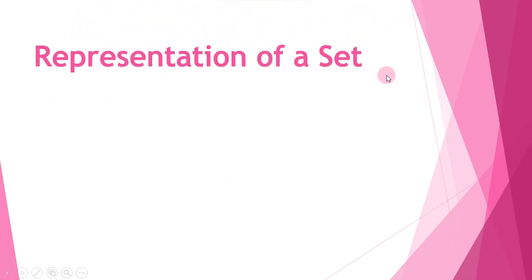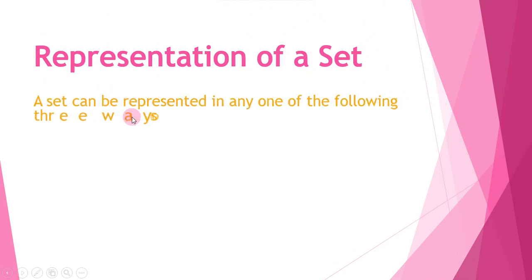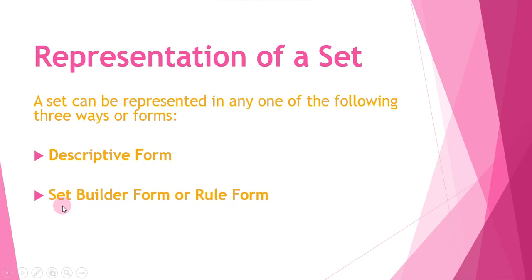Next, representation of a set. How can we represent a set? A set can be represented in any one of the following three ways or forms. First one, descriptive form. Second, set builder form or rule form. Third, roster form or tabular form.